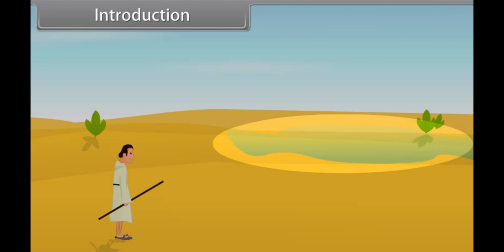So, throughout this module we learn reflection and refraction of light.